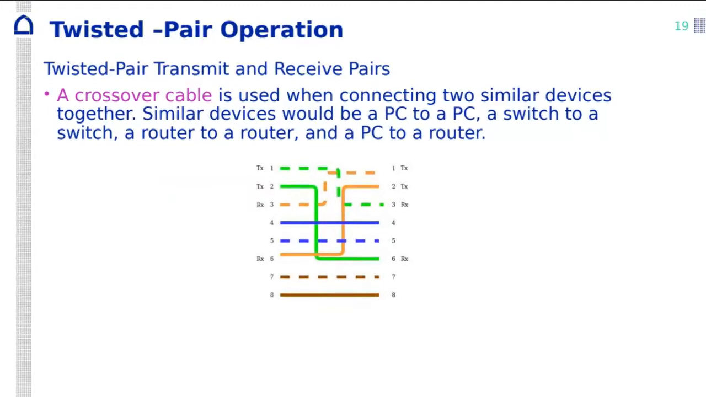So what is a crossover cable? It is used when connecting two similar devices together, like PC to PC, switch to switch, router to router. Even a PC to a router, you need to use a crossover cable. This is how it looks like, a crossover cable. Okay, this is a crossover cable.